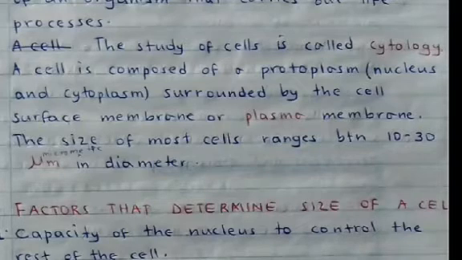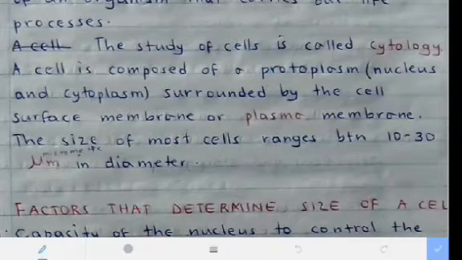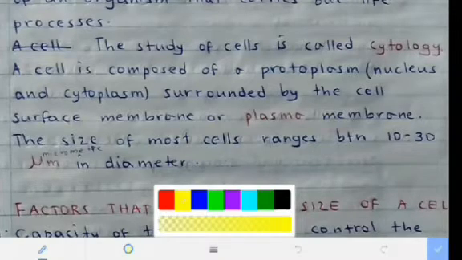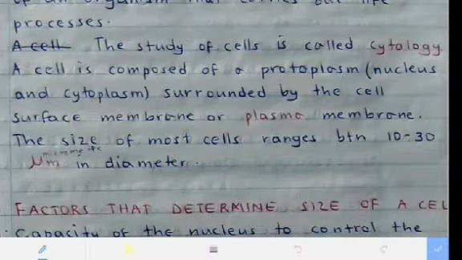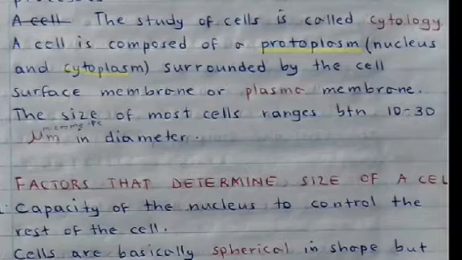A cell is composed of protoplasm, and by protoplasm they mean the nucleus and cytoplasm, and it is surrounded by the cell surface membrane, or the plasma membrane, or the one which we call the cell membrane. The one that borders the outside of the cell is called the cell membrane.